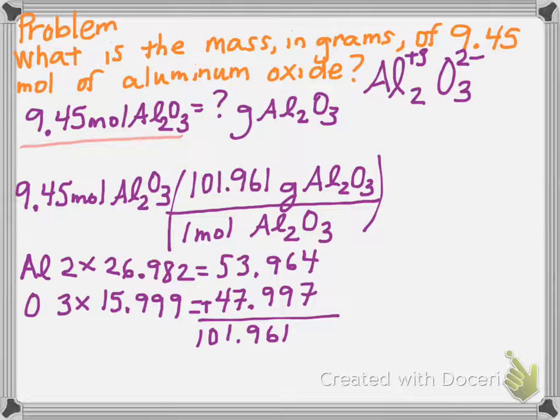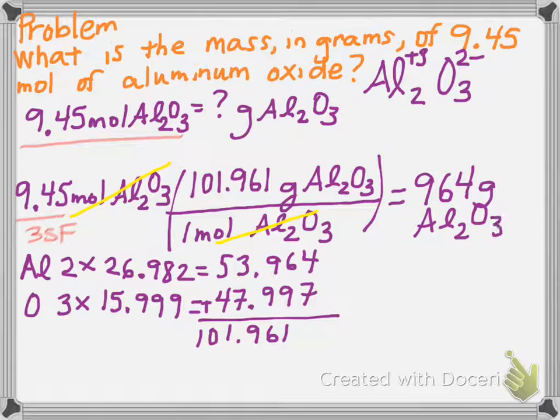Okay, so moles of aluminum oxide are canceling out. So I'm left with the units I want, so that makes sense. So I'm going to multiply those numbers together because they're both in the numerator. Okay, and I should have 3 sig figs because the problem gives me 3 sig figs. So with 3 significant figures, your answer is going to be 964 grams of aluminum oxide.